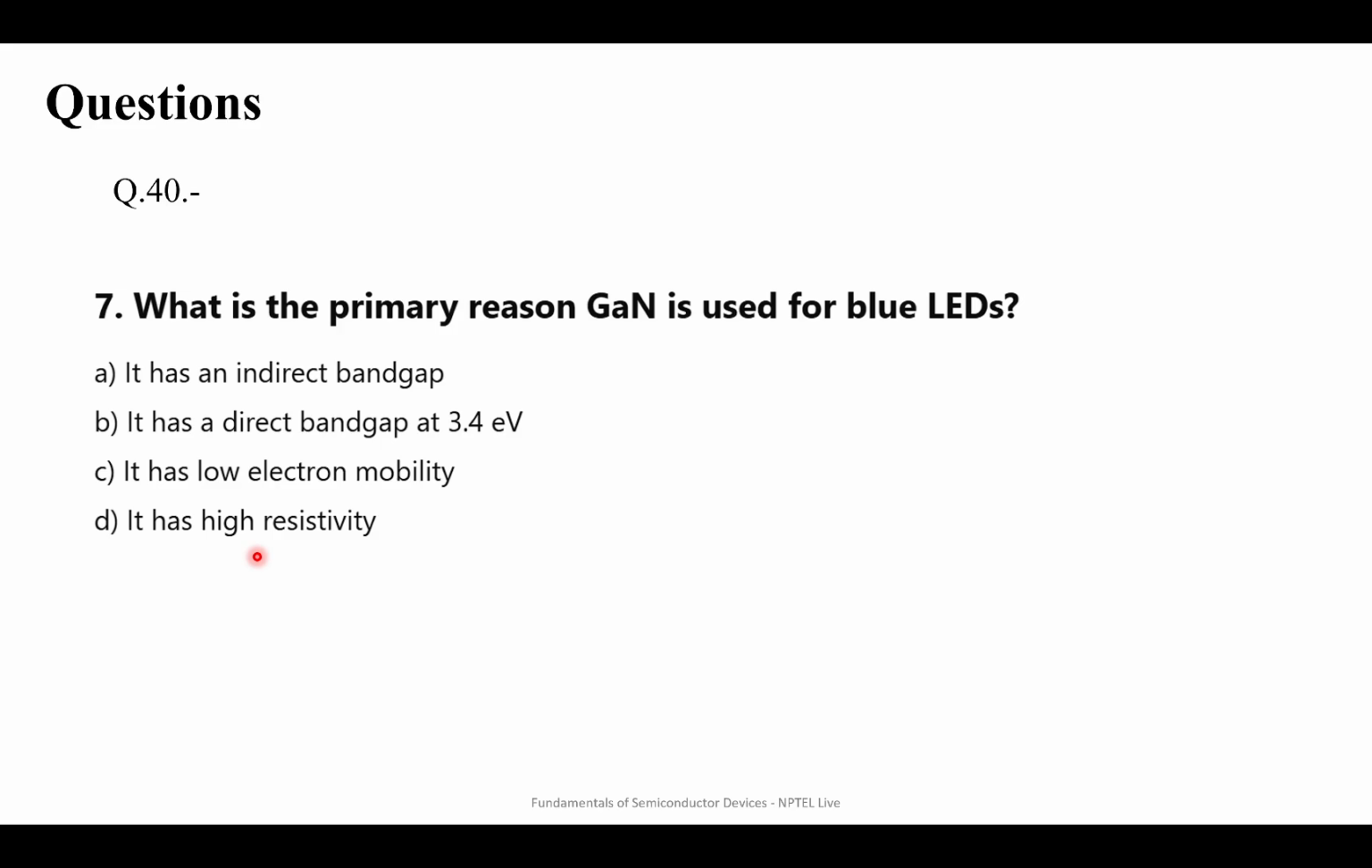What is the primary reason gallium nitride is used for blue LEDs? It has an indirect band gap, it has a direct band gap at 3.4 electron volts, it has low electron mobility, it has high resistivity. Direct band gap. That is correct. It has a direct band gap at 3.4 electron volts, which is what you need for blue light approximately.